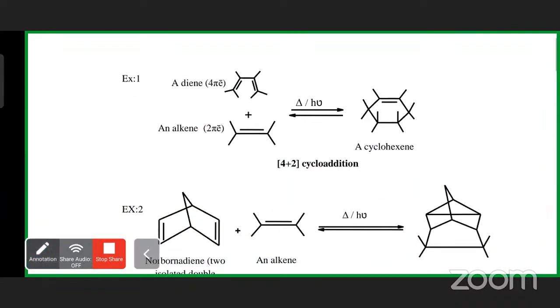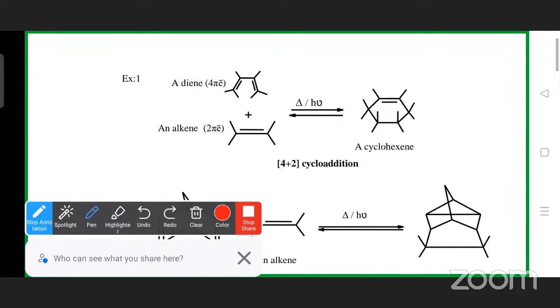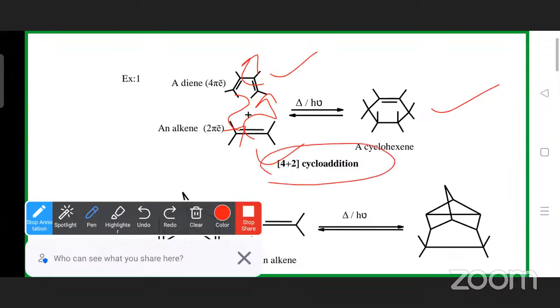One more example. Here the participating partners may not be the same; you can proceed with different partners. In this particular example, a diene is taken, with two pi bonds here, and only one double bond here. This bond shifts here, and this shifts here, so we are getting a cyclohexene derivative. It comes under the 4+2 cycloaddition reactions, because partner P1 has 4 pi electrons and P2 has 2 pi electrons, and we get this particular cyclohexene derivative.